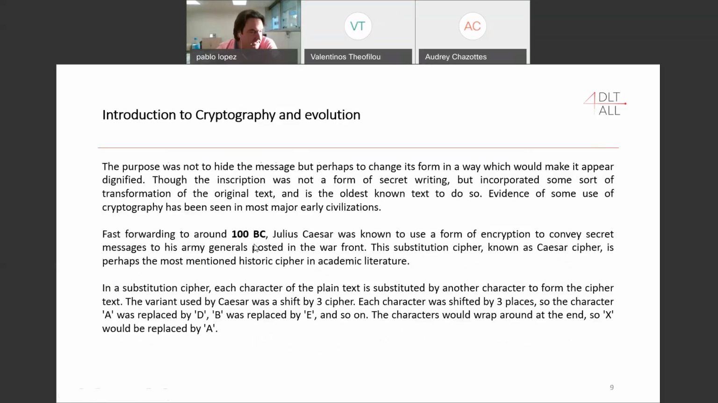After the Greeks and after Egypt, we can talk about the Romans. Julius Caesar was known to use a form of encryption to communicate secret messages to his army generals posted at the war front. The substitution cipher, known as the Caesar cipher, is perhaps the most mentioned ancient cipher in academic literature. So we are in the context that we need to send info to someone, but we don't want others to watch this info. We have the risk that someone can intercept this data, so we need to send it in a way that only the person who receives it can understand it.